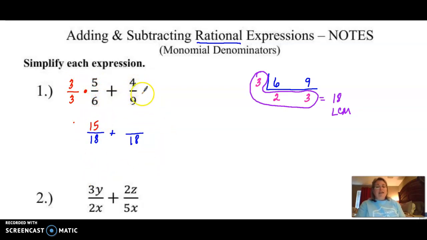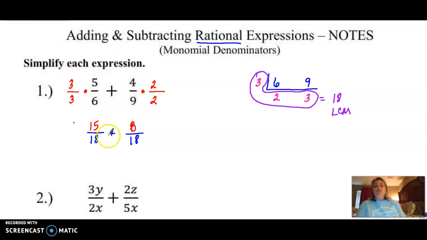I'll do the same thing on the right-hand side. I'm looking for, what am I going to multiply 9 by to get 18? So this time I need to multiply by 2. So my factor of 1 is going to look like 2 over 2. So when I multiply 2 times 4, I get 8.